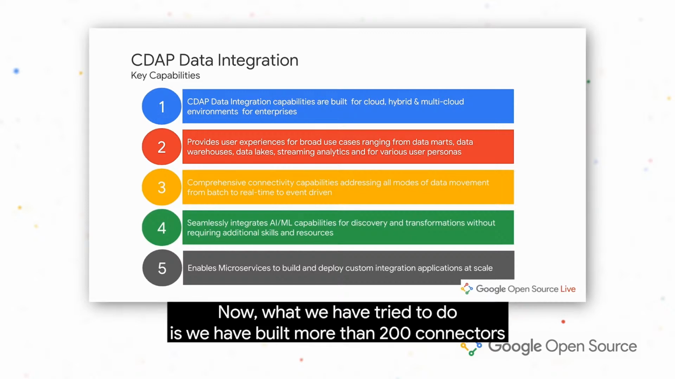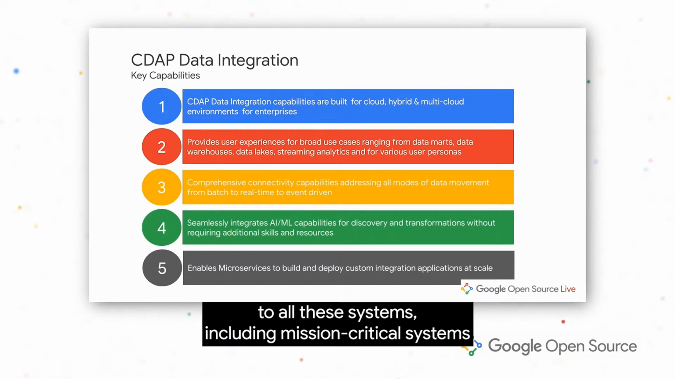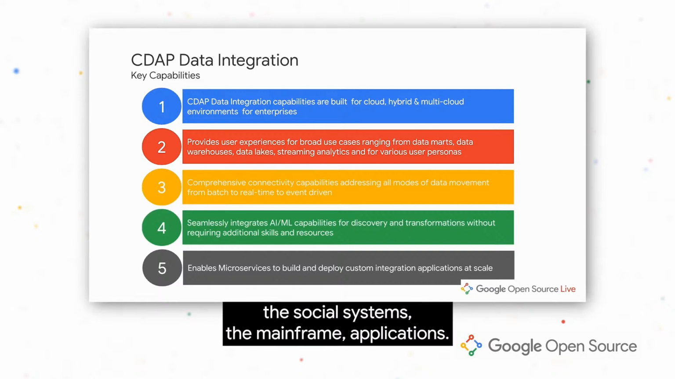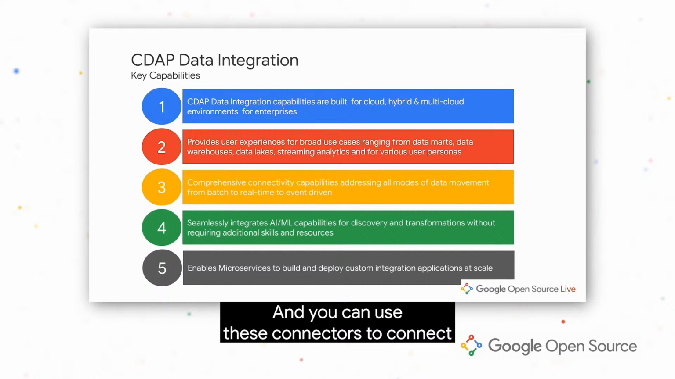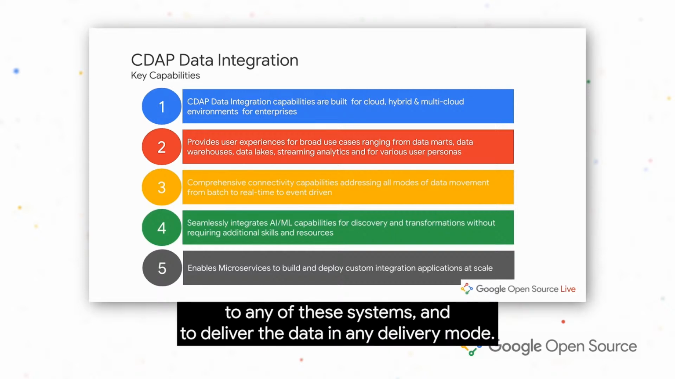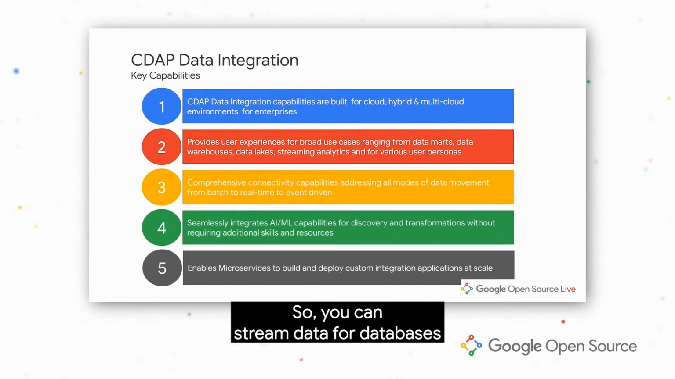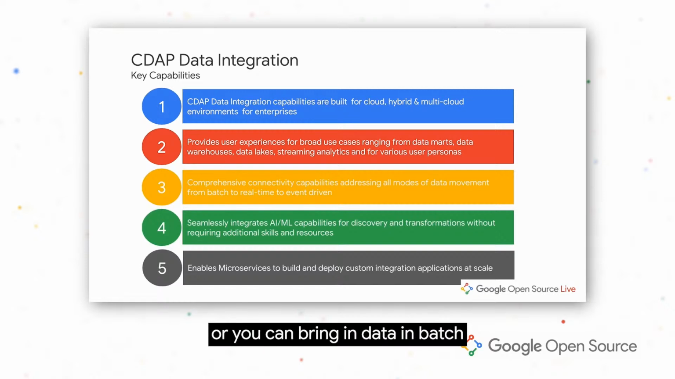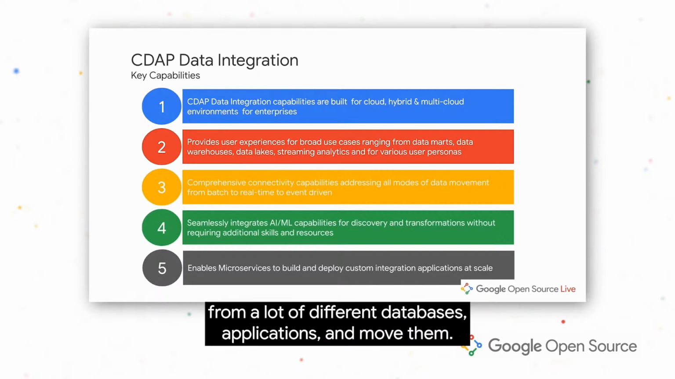Now, what we have tried to do is we have built more than 200 connectors to all these systems, including mission critical systems, the SaaS systems, the mainframes, applications, and you can use these connectors to connect to any of these systems and to deliver the data in any delivery mode. So you can stream data from databases, or you can bring in data in batch from a lot of different databases and applications and move them.